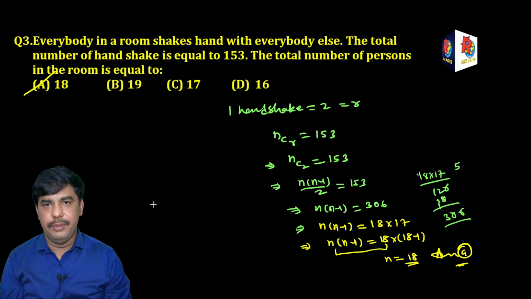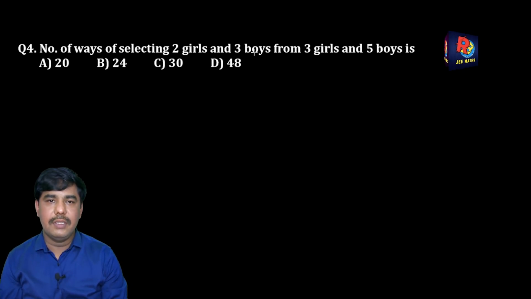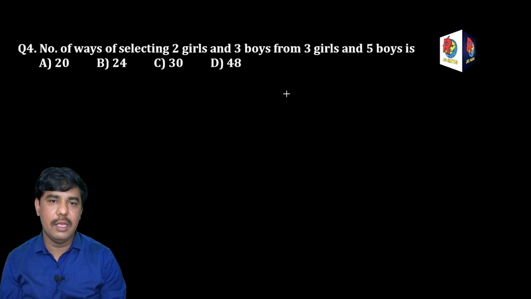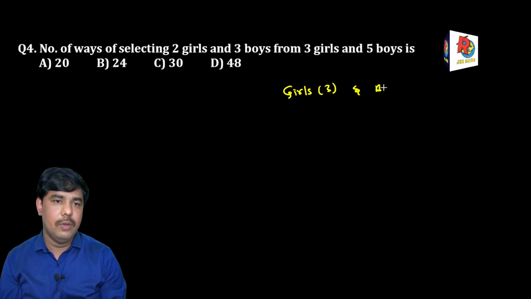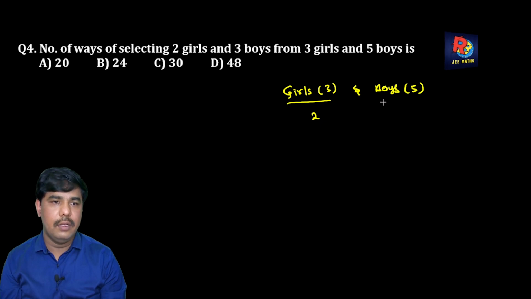Like this way we can find out. Next one, here you can observe this. The number of ways of selecting 2 girls and 3 boys from 3 girls and 5 boys. So we need to select 2 girls and 3 boys. Total how many girls and how many boys are there? Total girls are 3 and total boys are 5. Out of these 3 girls, I need to select 2 here. Out of these 5 boys, I need to select 3 here.